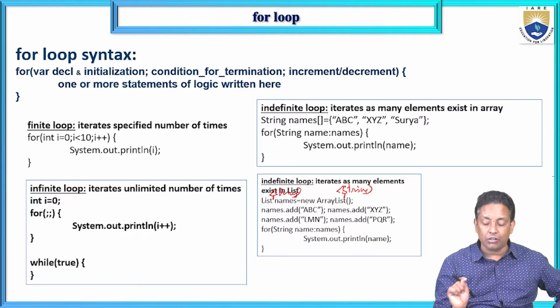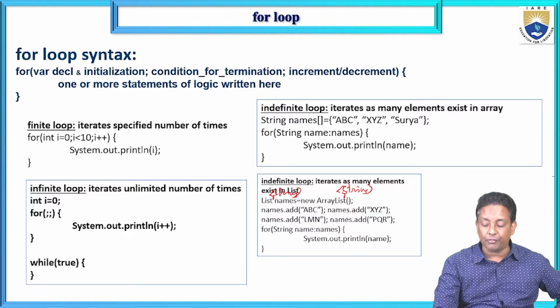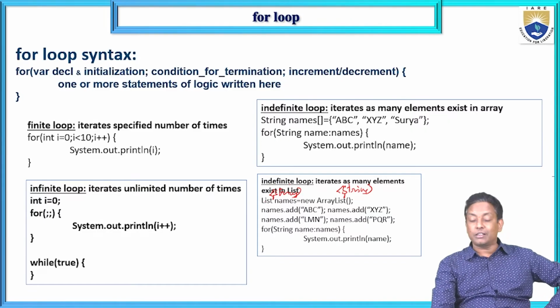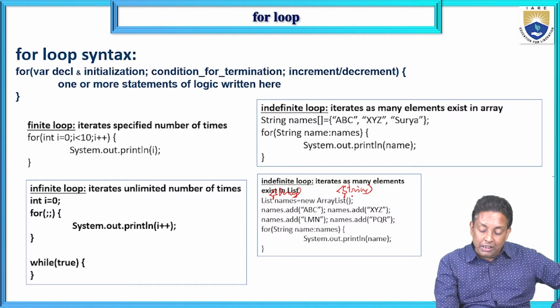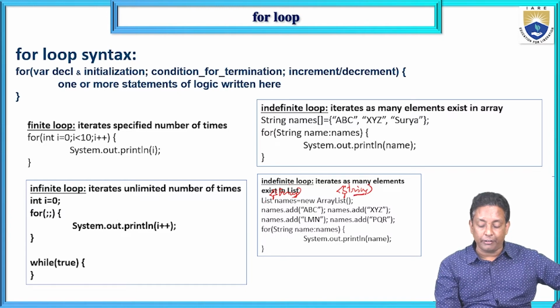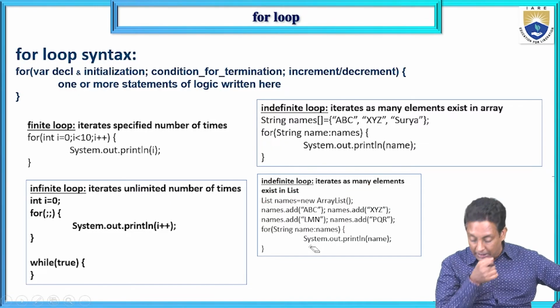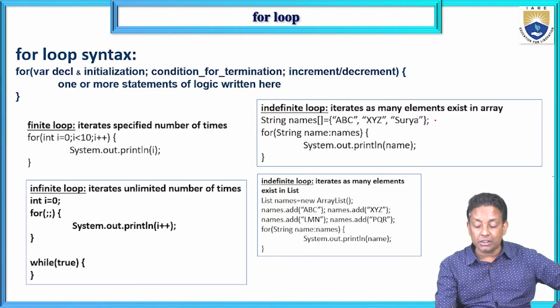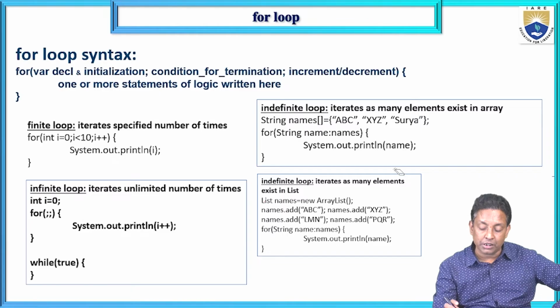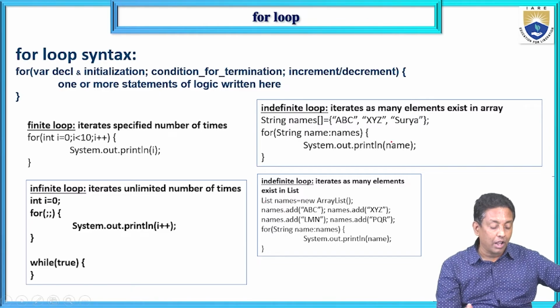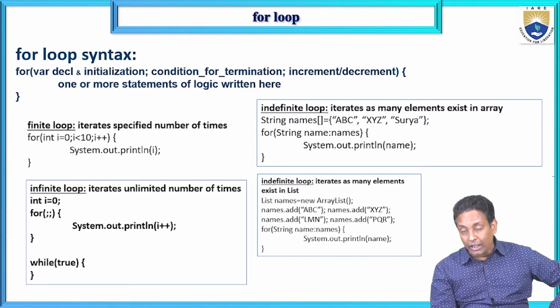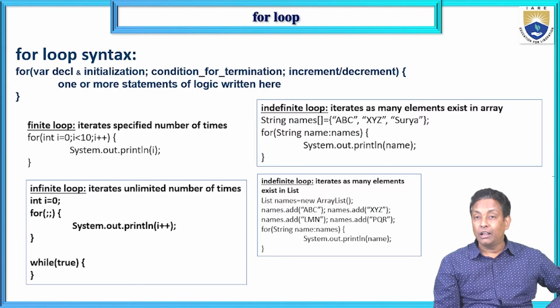The generic will tell this collection object which type of data we are storing in this array list object. If you don't apply generic as a string, we cannot write this syntax. That is the example. So this is iterating data over an array list object using an enhanced for loop. And there is an example on infinite loop also.